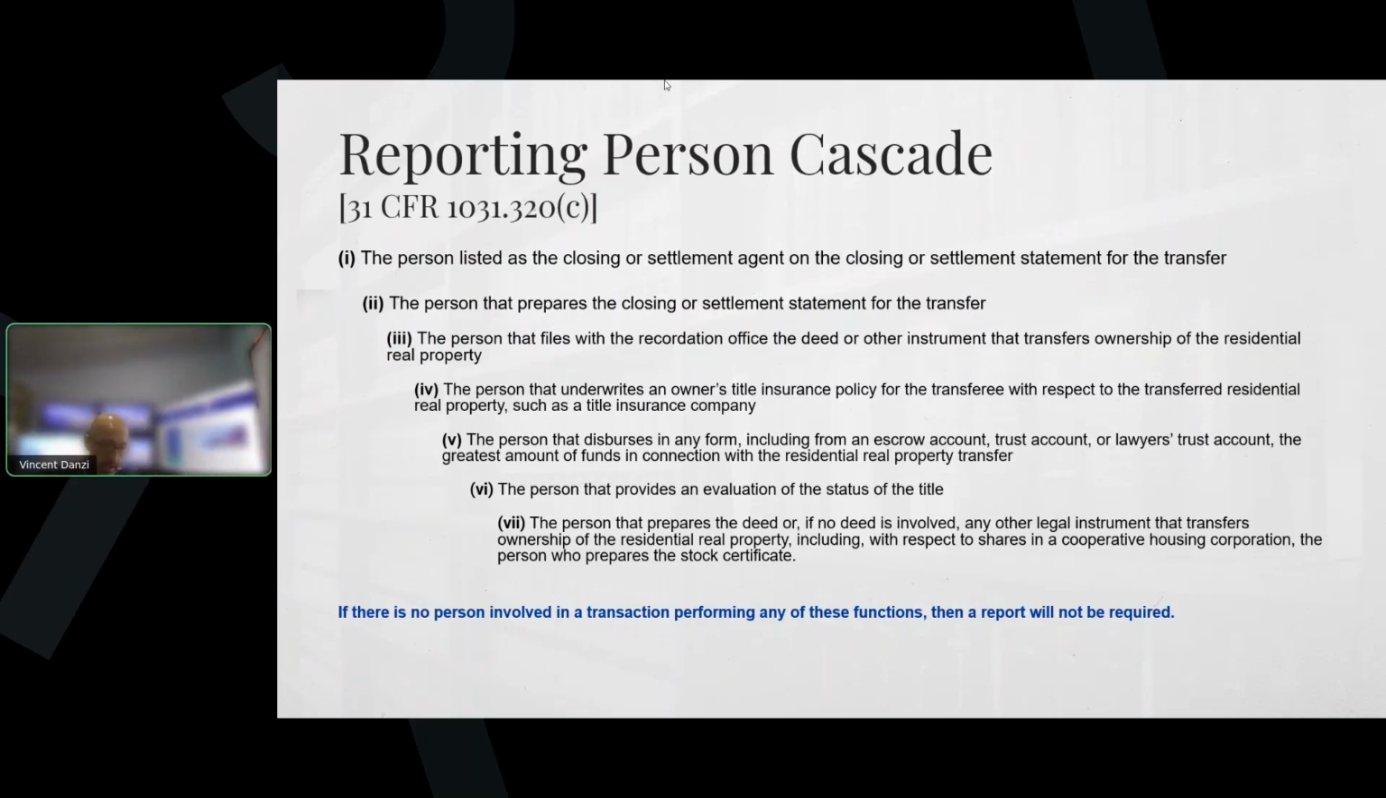FinCEN has also said that they are working with software providers to possibly enable batch submissions, where multiple submissions are made at the same time. But for us, in the beginning stages of this, I think most of us are going to be filling out individual PDF forms and submitting them on a case-by-case basis. Okay.